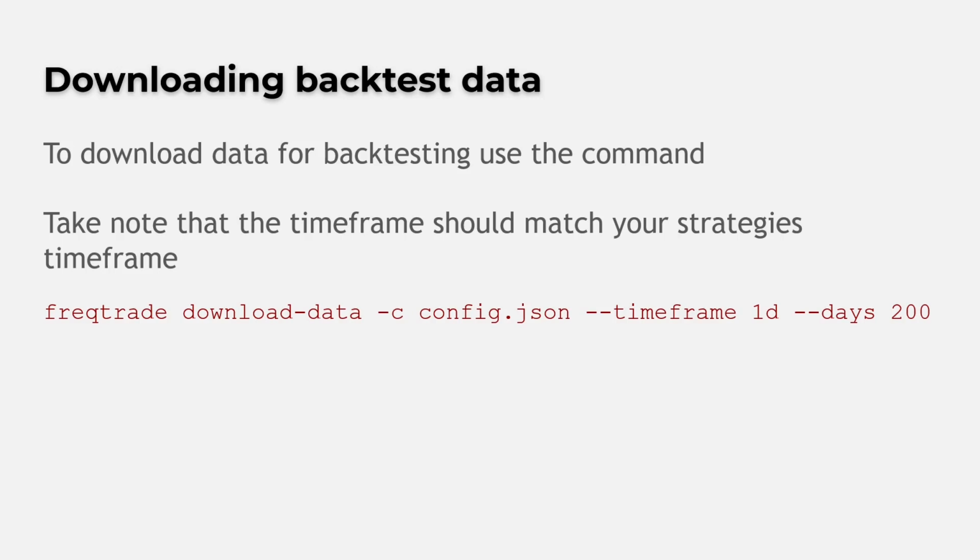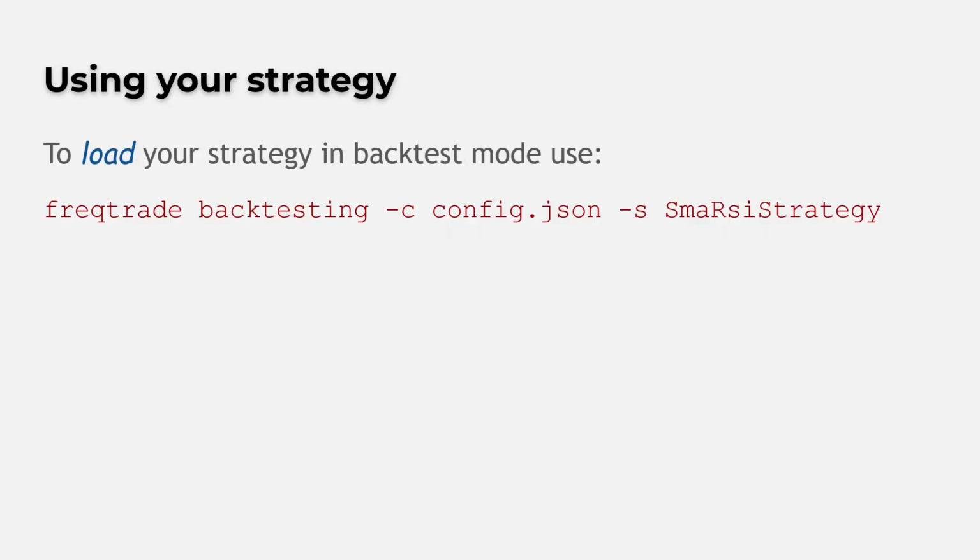Now, before we did some actual backtesting, we first had to download the backtesting data, of course, for the configured pairs, and we did it by using this command. The time frame should be the same time frame as your strategy, and also the amount of days to backtest on should be enough to give you a good feeling on how the strategy performs. And finally, we did some backtesting with this command, freqtrade backtesting, and we specified the config file and we specified the strategy that we wanted to backtest.